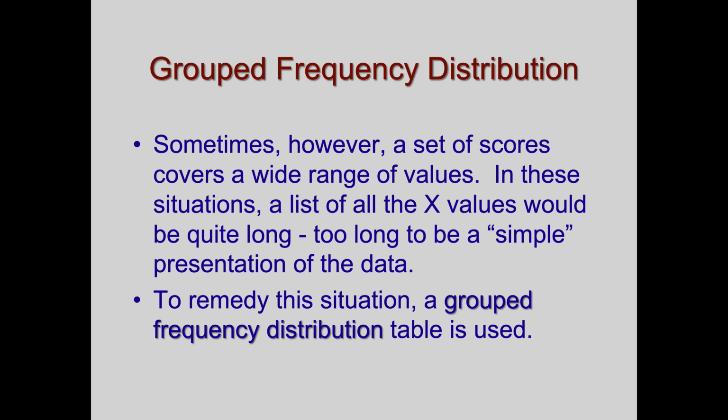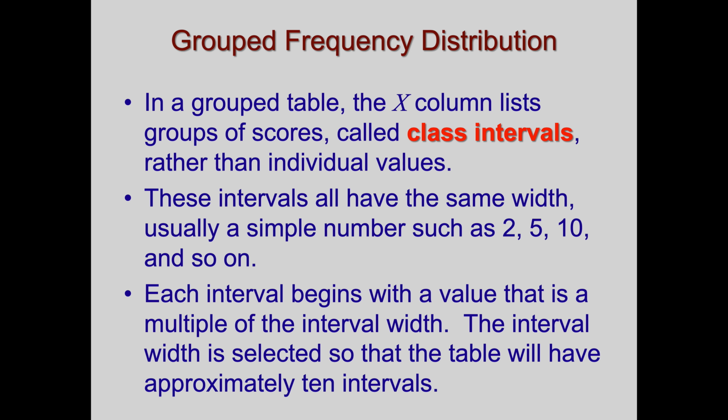So we might group them 0 to 10, 10 to 20, 20 to 30, or maybe even 0 to 20, 21 to 40, 41 to 60, 61 to 80, 81 to 100. So all this is saying is when you have this ton of scores, maybe you want to group them instead, okay? That's what the grouped frequency distribution table is all about.